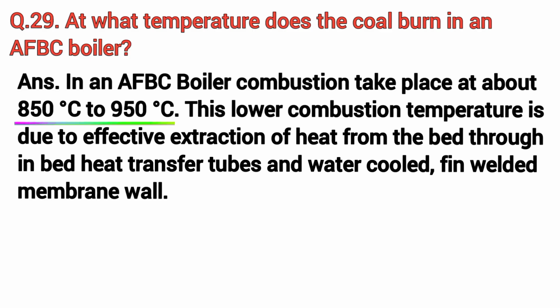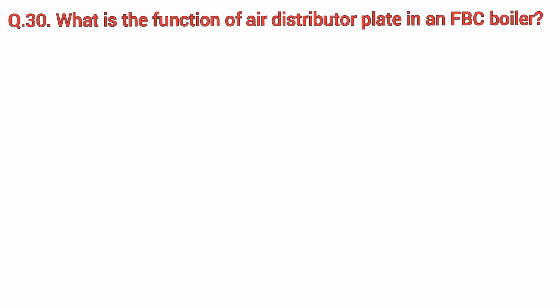This lower combustion temperature is due to effective extraction of heat from the bed through in-bed heat transfer tubes and water-cooled, fin-welded membrane wall. What is the function of air distributor plate in an FBC boiler?